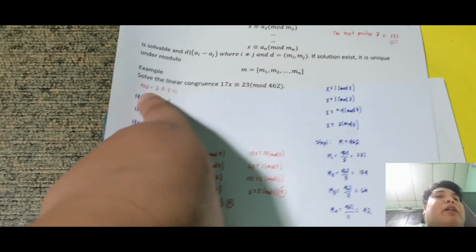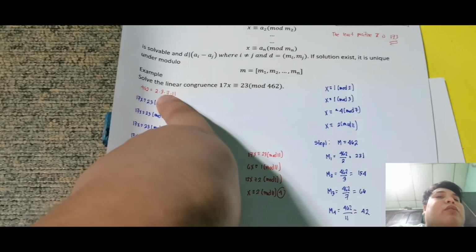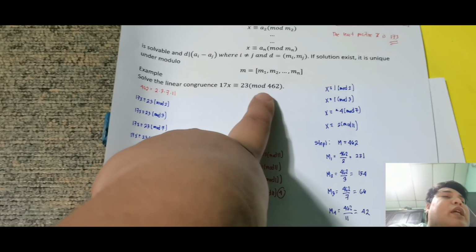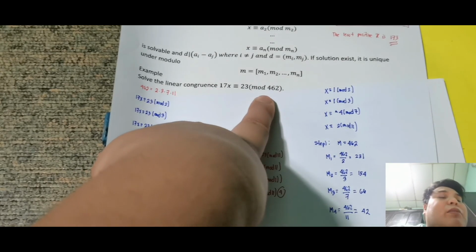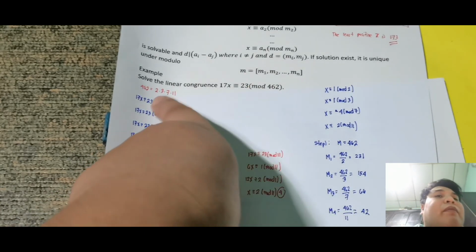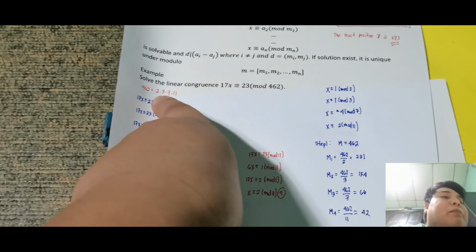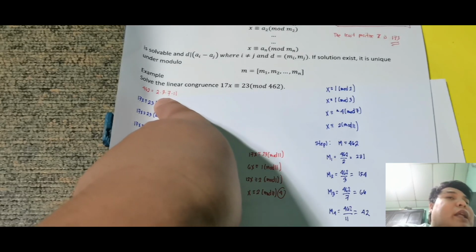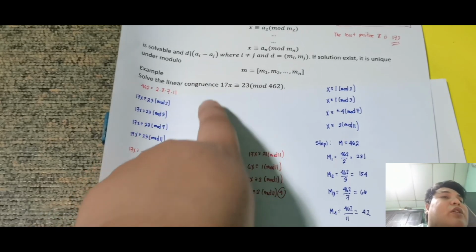Sir, paano mo nakuha ang 2, 3, 7, 11? Ayan kasi yung mga prime factor niya. Possible kasi kunin mo lang 462. Dapat prime factor. Pag biniyak mo siya, make sure na dapat prime factor, prime number yung multiplier. Ayun yung isa sa mga i-secure ko.